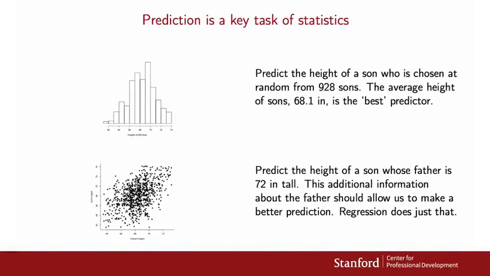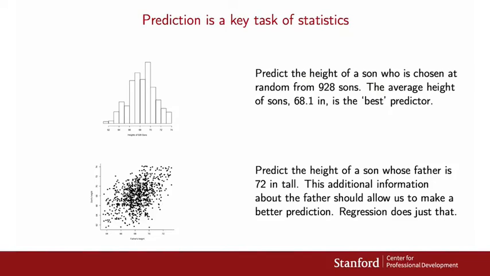The histogram on the top left shows the heights of 928 sons. The average of their heights is 68.1 inches. Now suppose we pick one of these sons at random, and the task is to predict his height. In fact, what one typically finds in statistics is that taking the average is in some sense the best predictor.